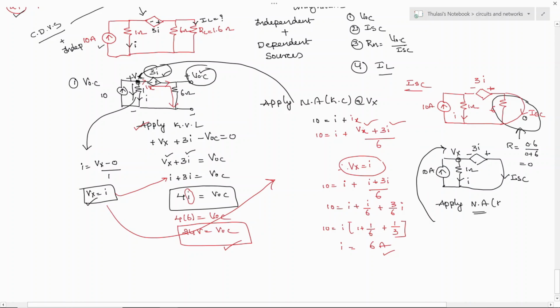Okay, so we need to find out this ISC, but here the unknown is I. So how to write down the I? I can write it as Vx minus 0 by 1 plus Isc. So again this has been transformed into a Vx. So now what to do?